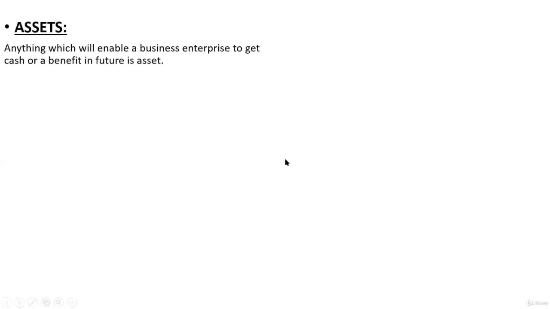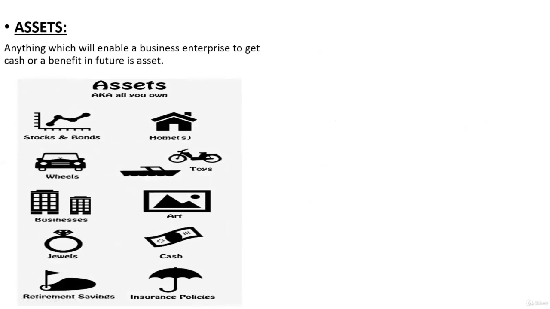Now the next concept is assets. What are assets? Anything which enables a business enterprise to get a cash benefit in the future. If you have anything that you can sell in the future and get real cash or benefit, that will be counted as your asset. Like if you have some stock in your factory, then this will be your asset because this will provide you money. The second example is your factory. Whenever you sell the factory, this will give you cash.